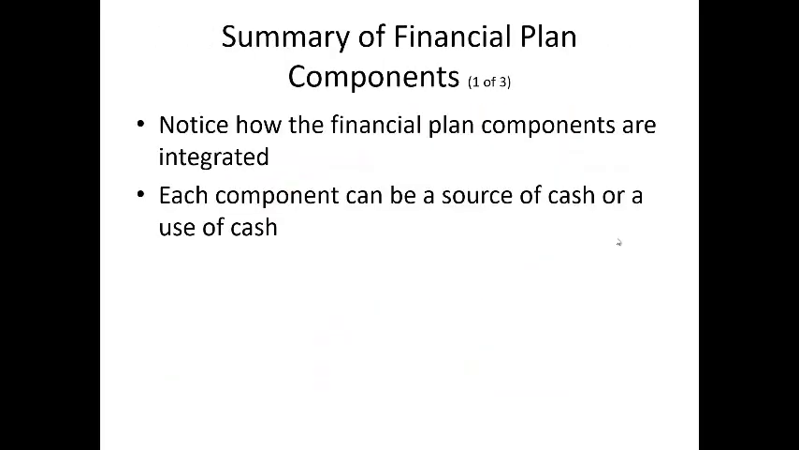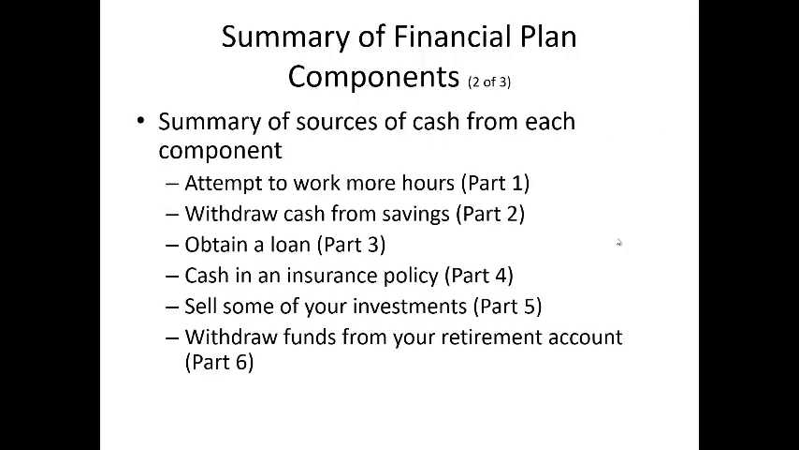Summary. Everything is integrated. Cash or use of cash. Things you can do. Some of these things are short-term kind of stuff. Cash and insurance. Most of these are, I don't have any insurance policies. Insurance policies that have a cash value are generally a joke financially. Sell some of your investments. Well, now you're killing the cow, the golden goose, whatever. Withdraw money.